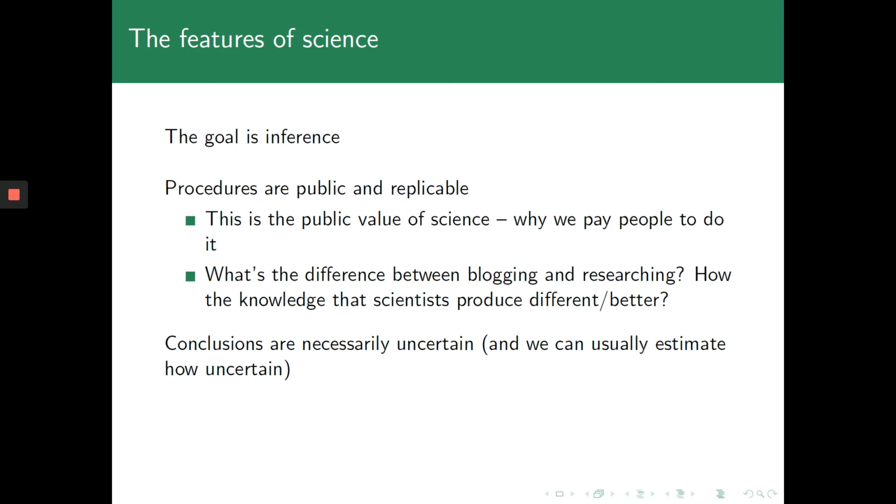Okay, another feature of science. The conclusions are, by their very nature, uncertain. It is not a particularly scientific or academic thing to say, I know with 100% certainty that the world operates this way. The conclusions are uncertain necessarily. And a lot of times we can actually estimate the degree of uncertainty. And that's something I'll get to a little later on in this lesson.